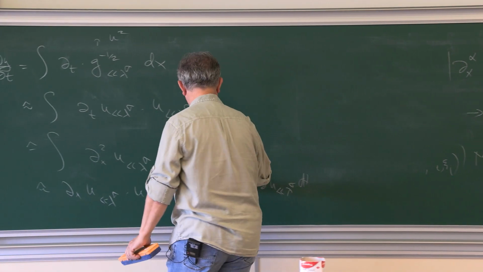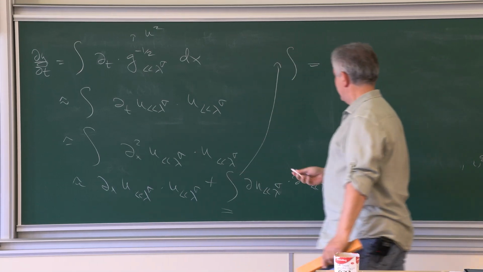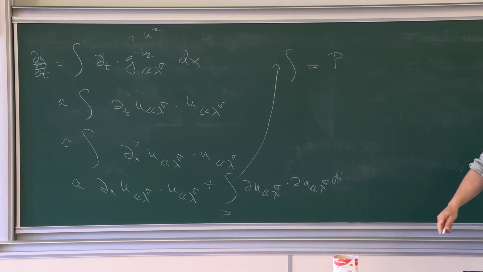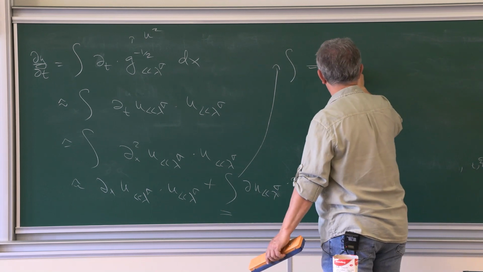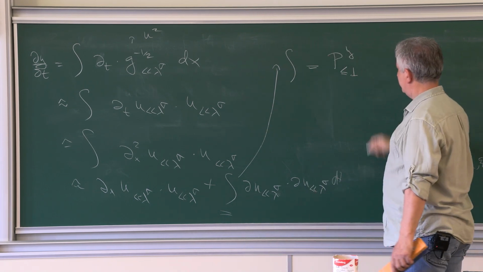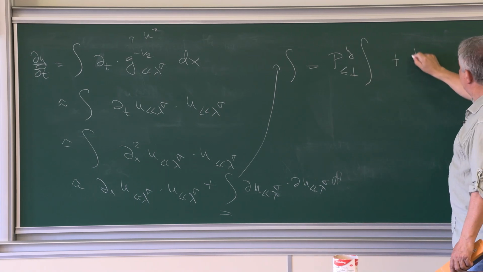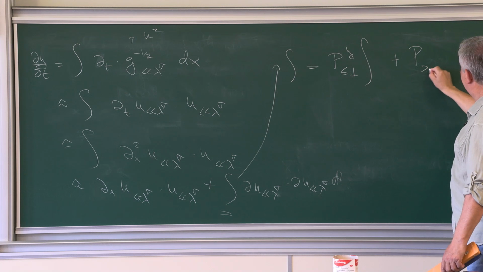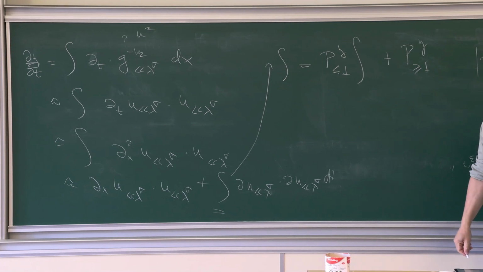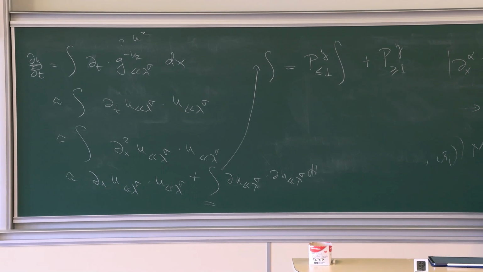We take this integral and we split it into two parts using spectral projectors. One part, we project it to frequencies less than 1 in the y variable. And then the other part, we project it to frequencies larger than 1 in the y variable, using a smooth partition of unity in the Fourier space.